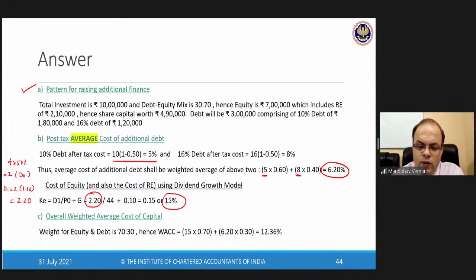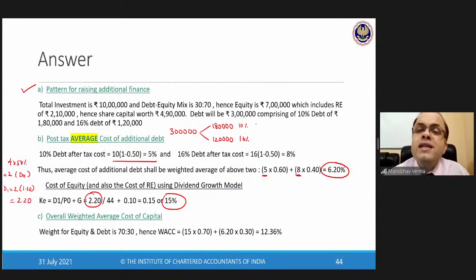Okay, Shrisha says, can you explain the debt 6.2? So what we have done here, Shrisha, is that you had a total debt of 300,000, in which you had 180 that was a 10% debt, and you had 120 that was a 16% debt.